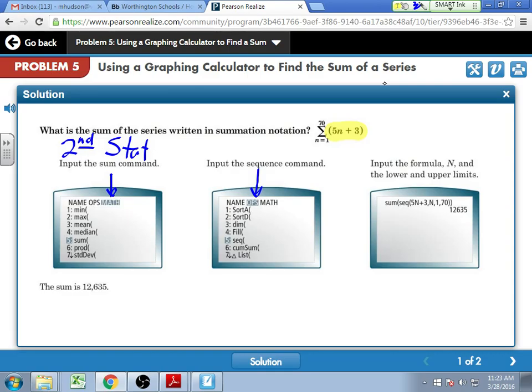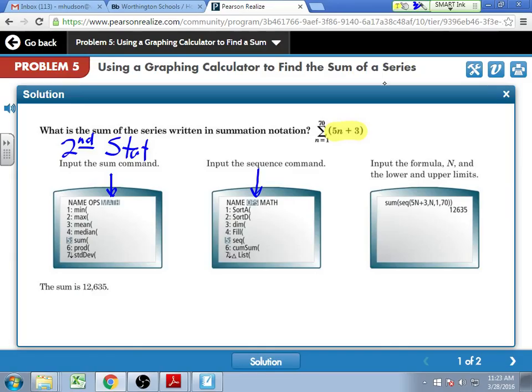How do you do n? So your x button, you can use x if you want. Then you just tell it your variable is x instead of n. It's in the menu, but I just use x. So just do 5x plus 3, comma, which remember comma is right above the 7. Then hit x as your variable. Then your first value is x equal to 1, comma, your last value is the 70th term. End, do your parentheses. How many parentheses did you open? 2, so we need to close 2. And we should get 12,635.